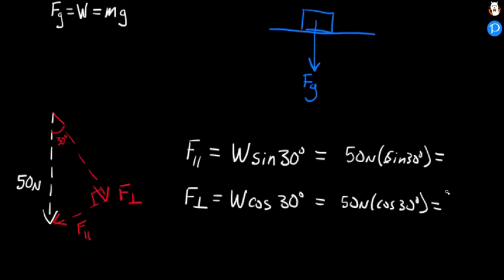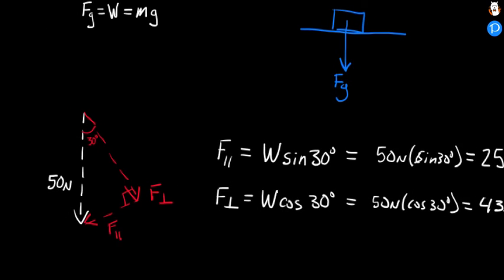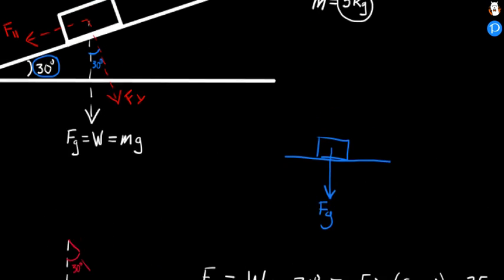Let's plug those into our calculator and see what we get. 50 times the sine of 30 would be 25 newtons. And 50 times the cosine of 30 would give us 43.3 newtons. And there are my components of the forces on an inclined plane.